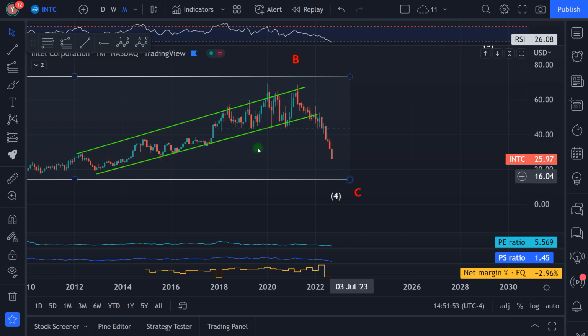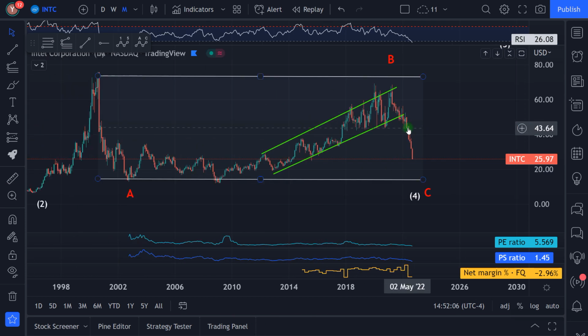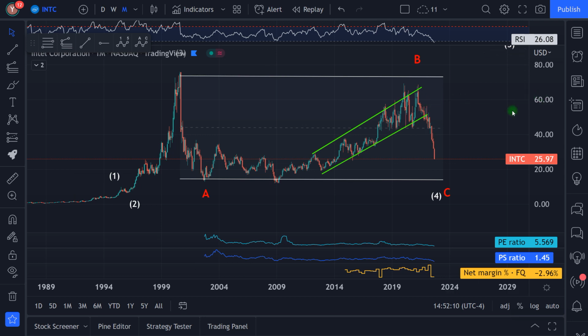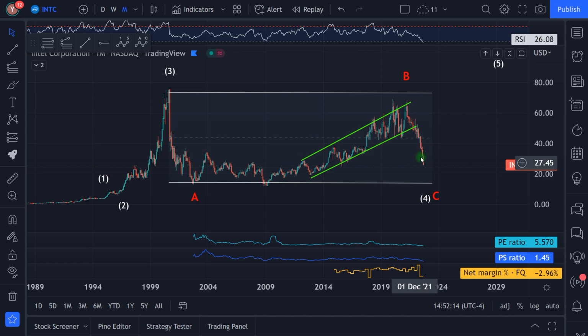wave. It will be C, but the final target of this move can be here at about 14-15. So in my mind there is another potential down move of about 40%.